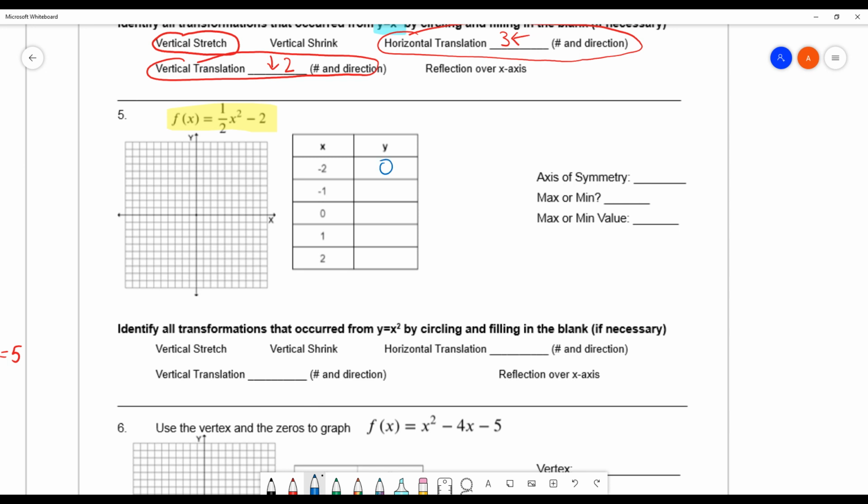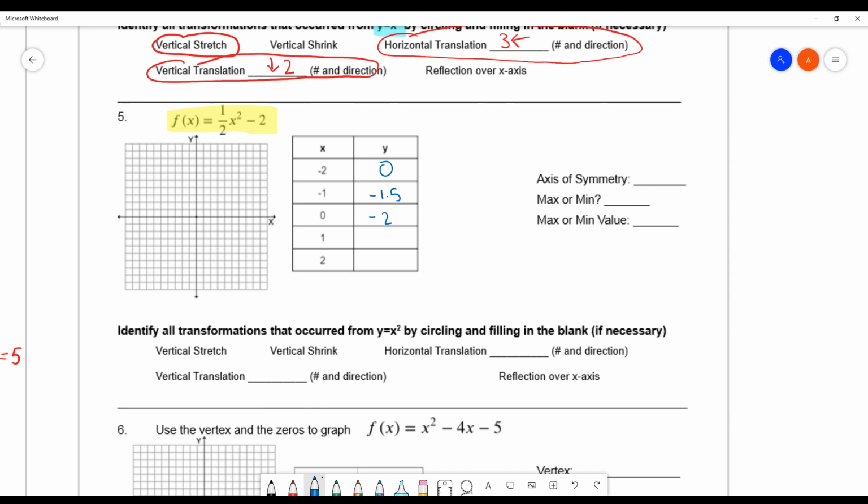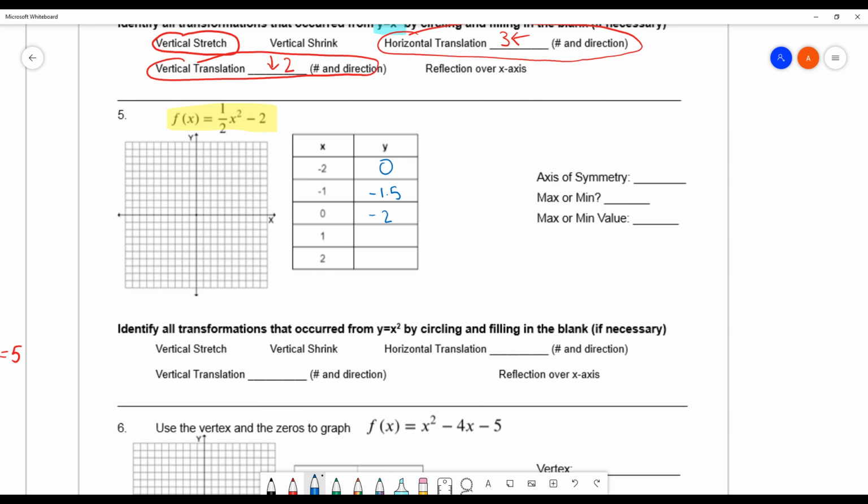All right, if we do that, we should get 0. And let's see, this next one will be 1/2 minus 2. That'll be negative 1.5, I think. Yeah, 1/2 minus 2, so negative 1.5. 0 will be negative 2. Let me just check this real quick. Yep, negative 1.5 and 0. So those are my numbers.